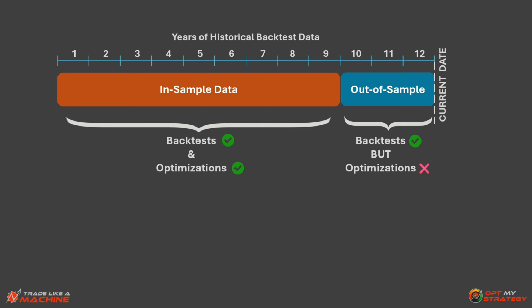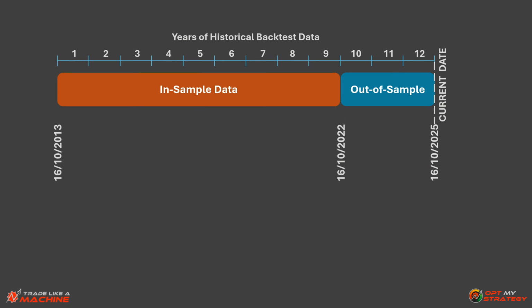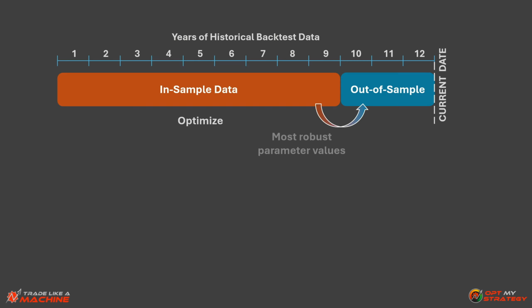Once you've decided on your approach, calculate the key dates and make a note of them. You'll need them in a moment for your OMS settings. Next, the general principle of using these data designations is that you perform your optimizations on the in-sample data, identify the most robust parameter values from the optimization, and then test those out on the out-of-sample data, which is often called a walk-forward backtest.